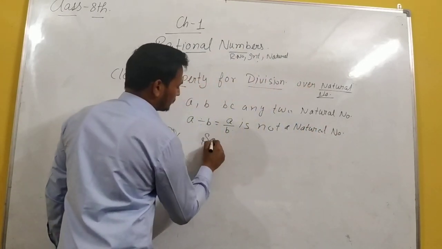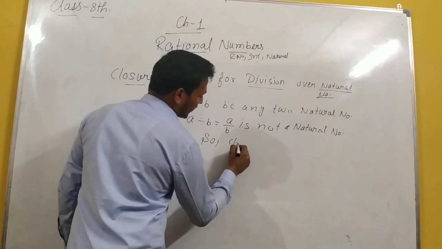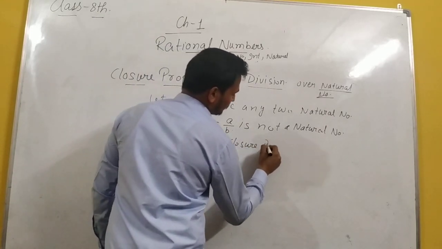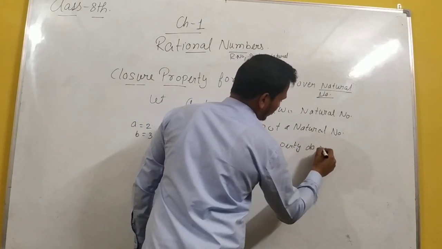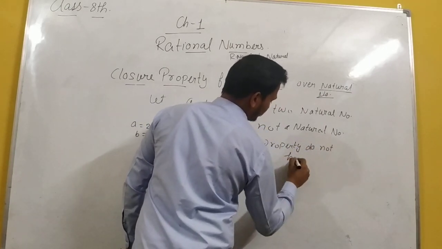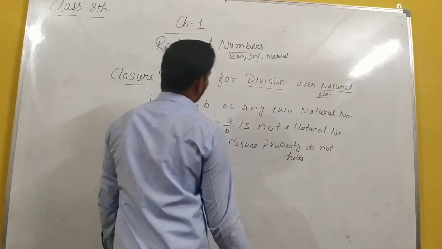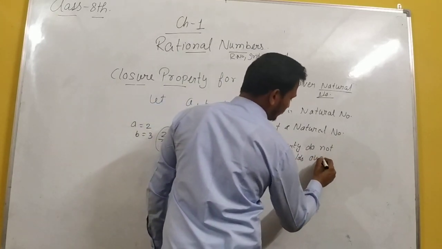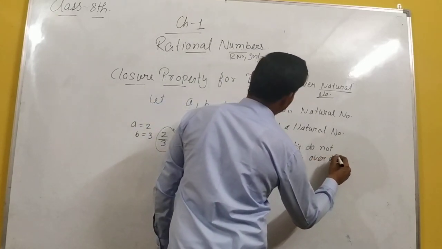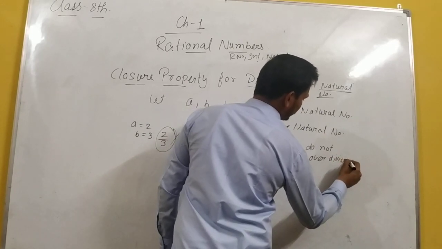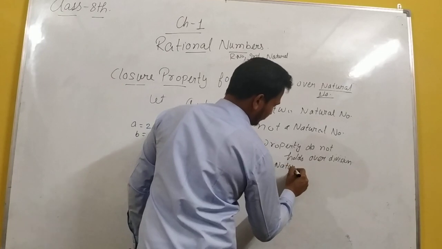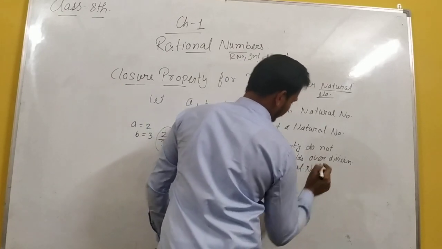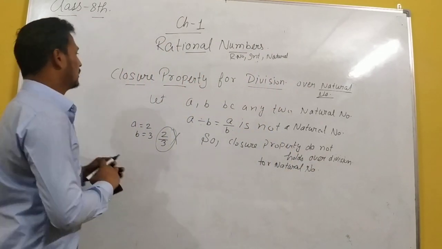So the closure property does not hold over division for natural numbers. Clear, children? Okay, next.